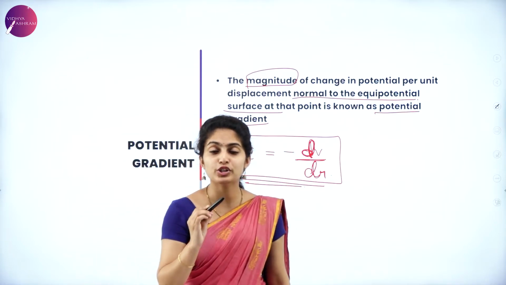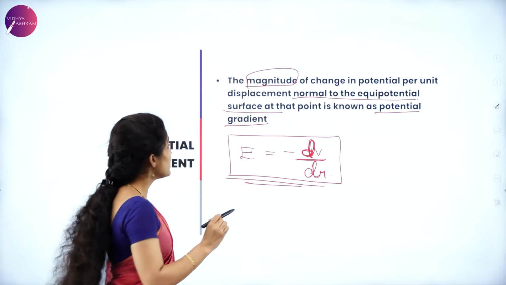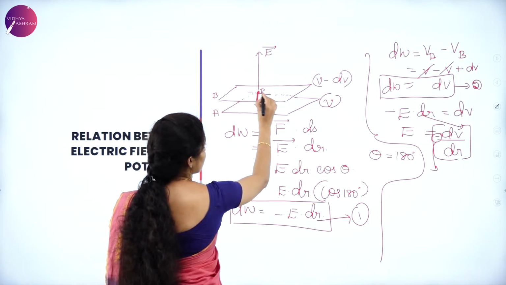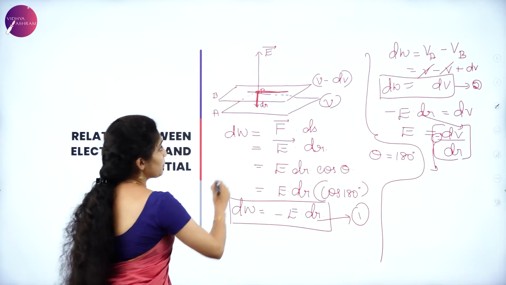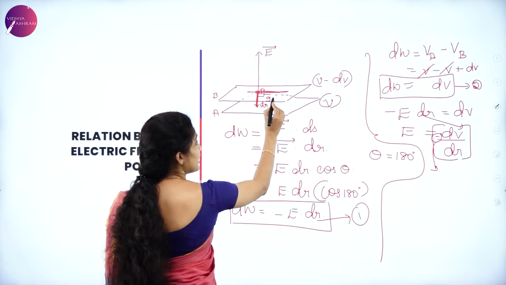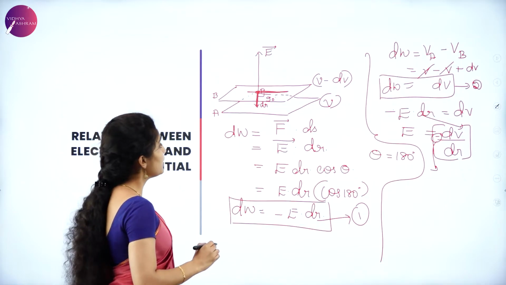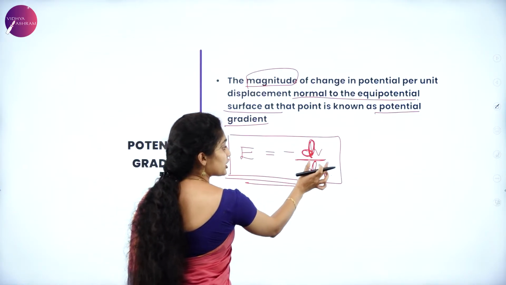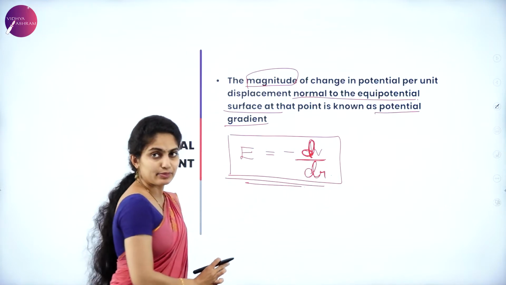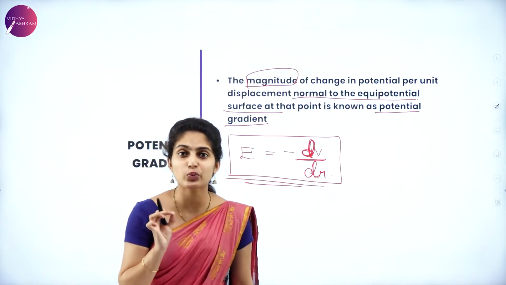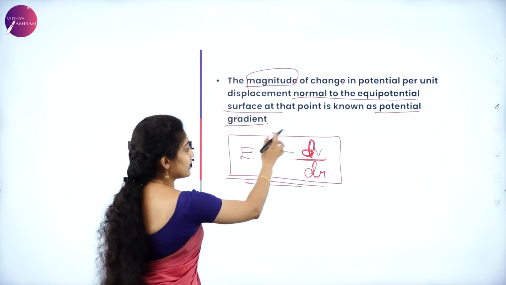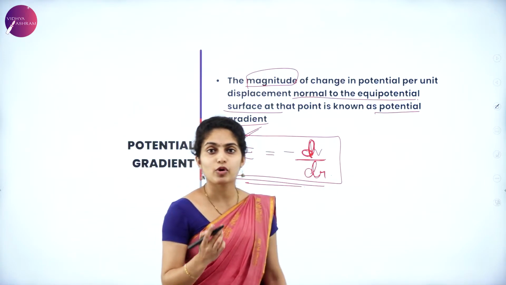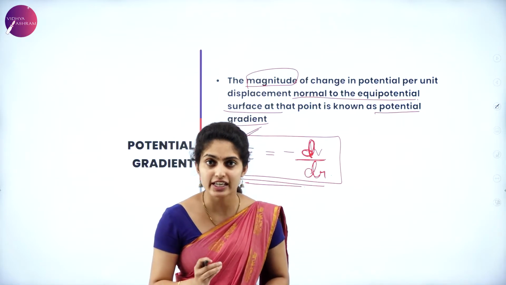Displacement is normal to the equipotential surface, which is given in this diagram. It is normal, that means it is perpendicular to this equipotential surface, which is at 90 degree over here. Okay, so the magnitude of change in potential per unit displacement normal to the equipotential surface is known as potential gradient. So this is all about your definition of potential gradient.